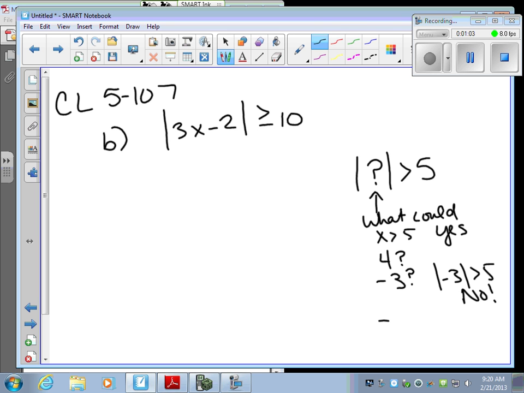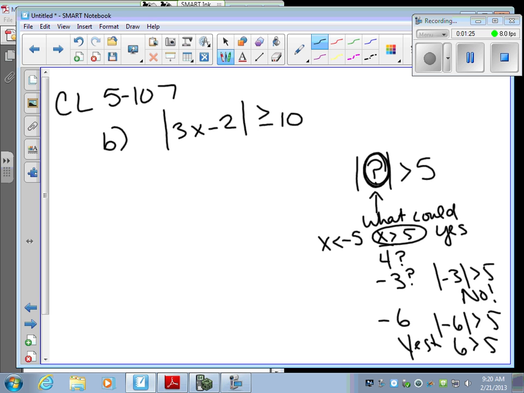But how about -6? Would that work? Is the absolute value of -6 greater than 5? Yes, it is, because 6 is greater than 5. So that would work. So either x is greater than 5 or x is less than -5. So the number in here is either going to be exactly how it looks, or I'm going to flip the sign and use the negative of that number. Those are my two options.